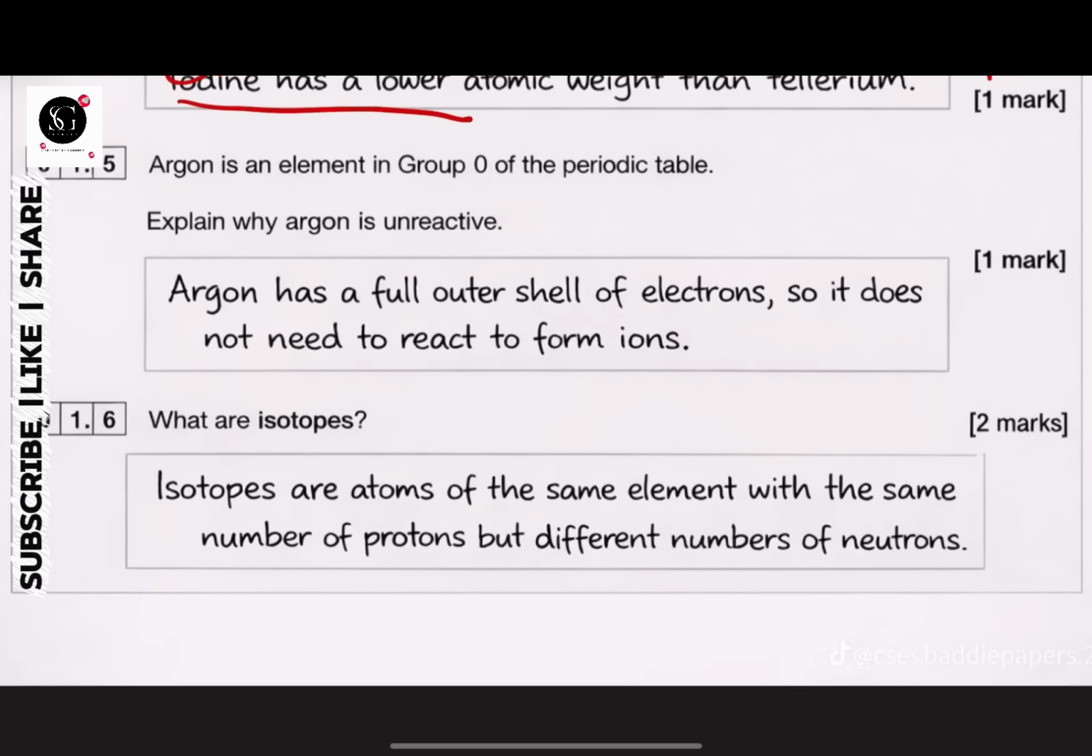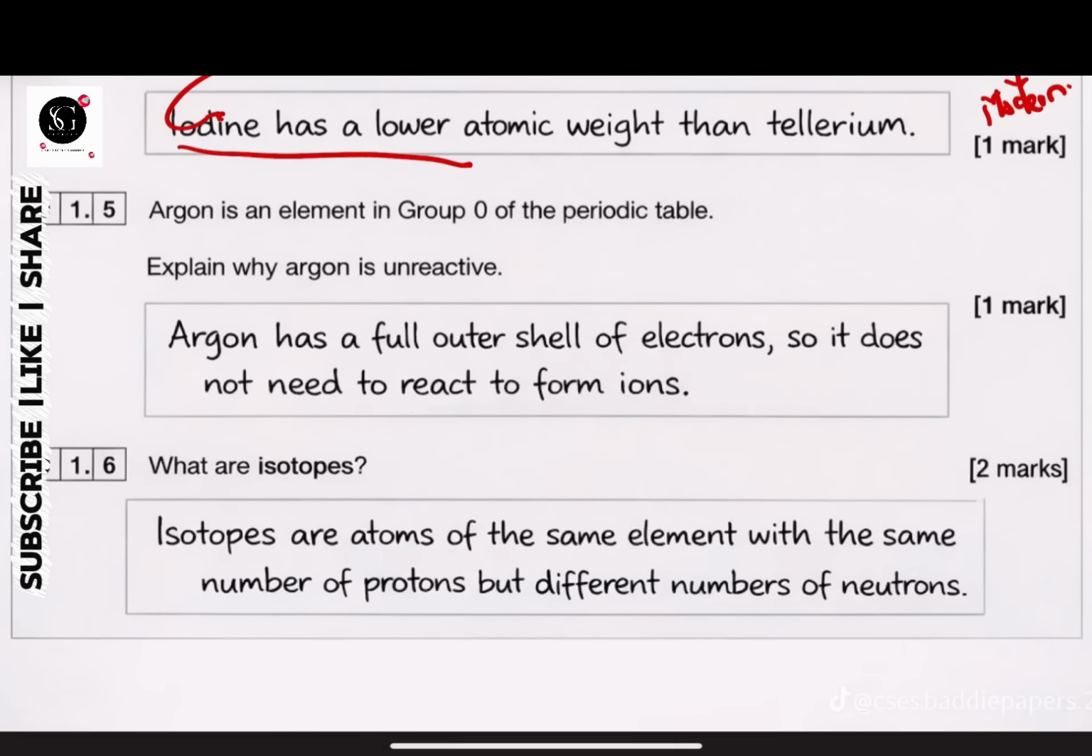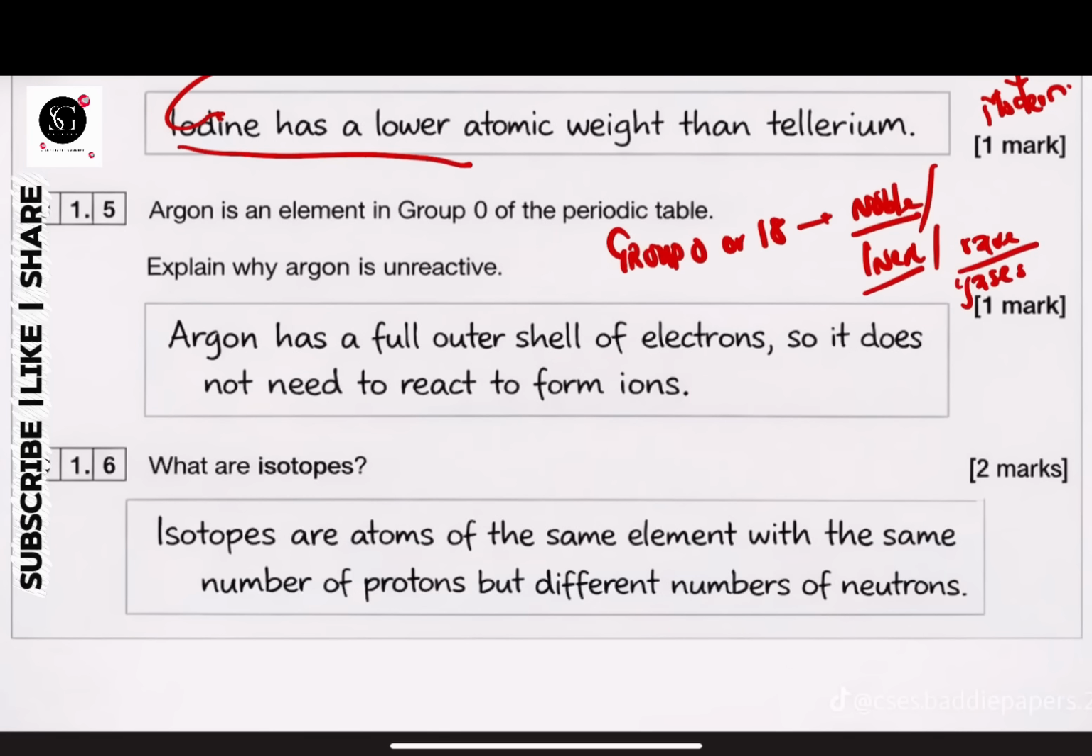The next question, argon is an element in group 0 of the periodic table. Explain why argon is unreactive. Group 0 or 18 are known as the noble, inert, or rare gases. Either one is correct. They are known as noble, inert, or rare gases.